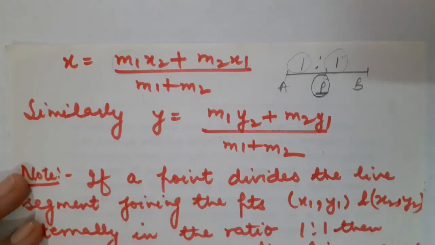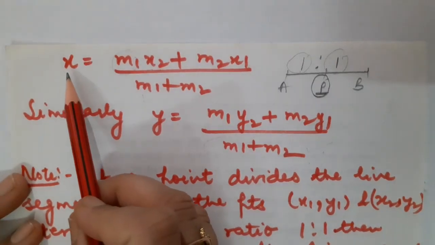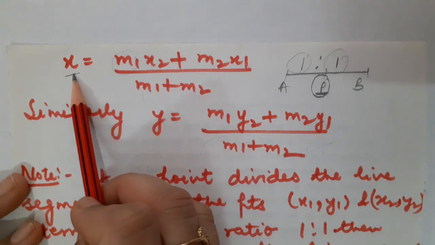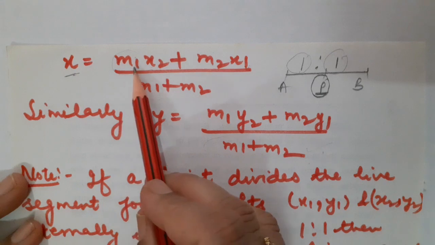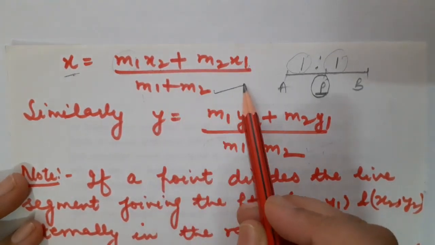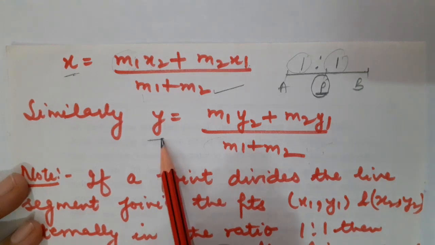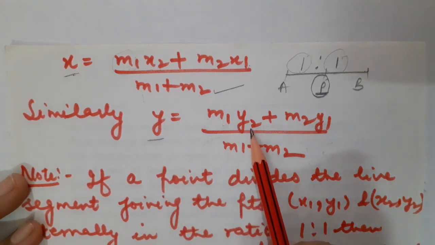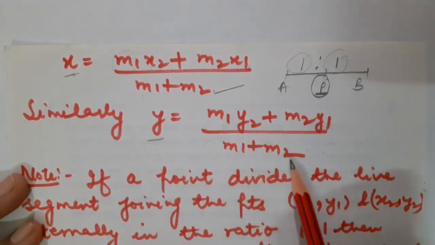Correct, students? So here it is written x, which is the abscissa of point P. Point P is nothing but the point of division, is equal to m1 into x2 plus m2 into x1 upon m1 plus m2. Okay. Similarly, the ordinate of point P will be m1 into y2 plus m2 into y1 upon m1 plus m2.